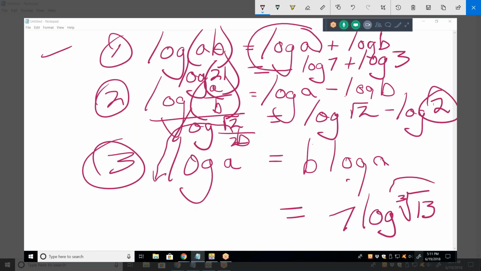That means the cube root of 13. Okay. So 7 log cube root of 13. And so I'm trying to see what it would become. I don't know if you can still see this. I've kind of covered it up with my writing. Get rid of some of the stuff over here.